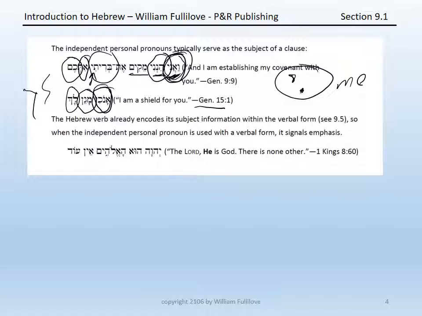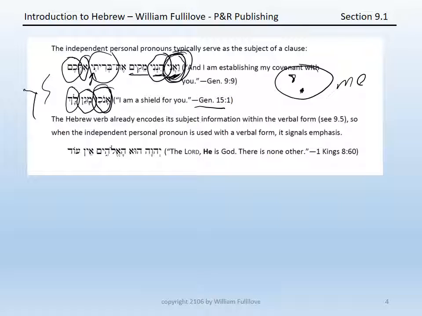You will also remember that a Hebrew verb typically will encode its subject within its verbal form. For that reason, if an independent personal pronoun is used, then that independent personal pronoun will signal an emphasis. For instance, Adonai hu ha-Elohim, ein od. The Lord, He is God.